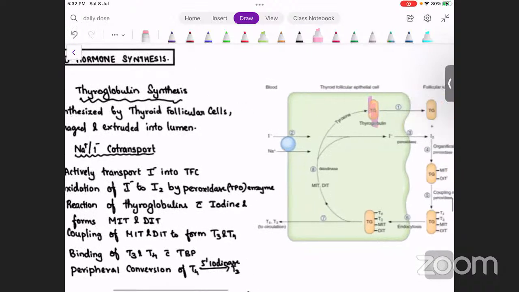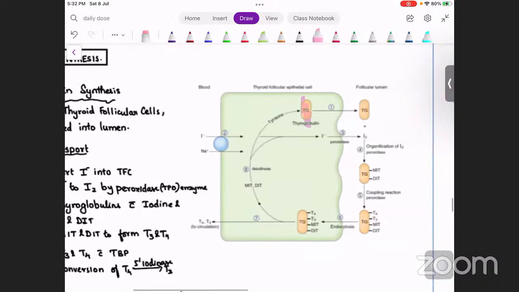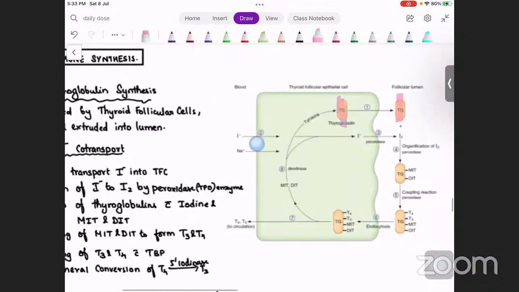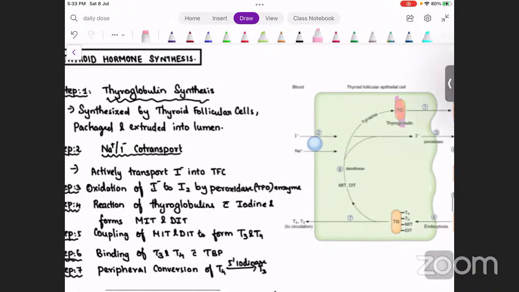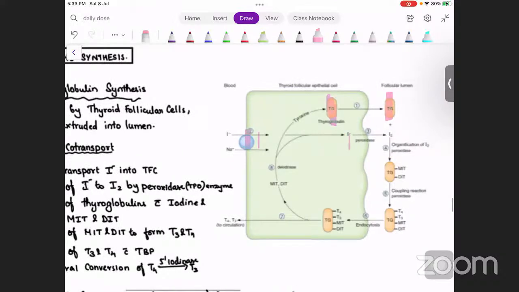Then it can be stored, packaged, and excreted into the lumen. So here you have the thyroglobulin which has been synthesized and then reaches your lumen. And then we have the sodium iodide co-transporter, which can actively transport iodine into your thyroid follicular cell.